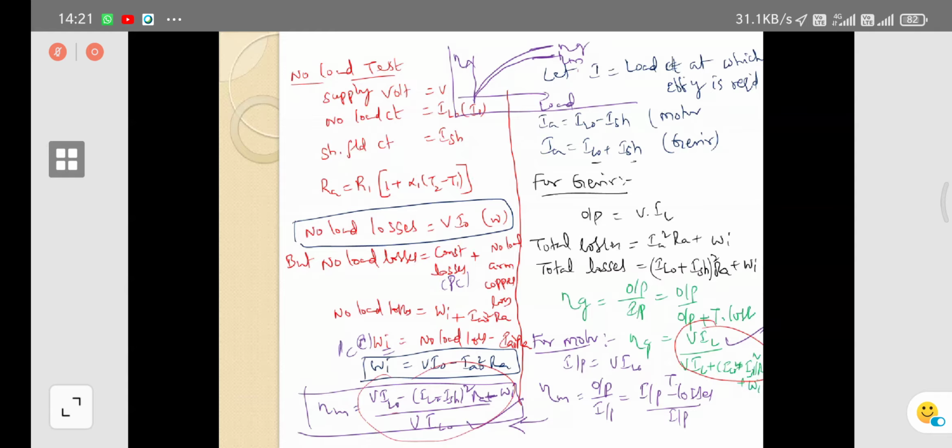The main advantage of the Swinburne test is that we can test any type of machine, including large rating machines. Another advantage is that it is the most economical, because the power drawn from the supply is only to meet the losses.